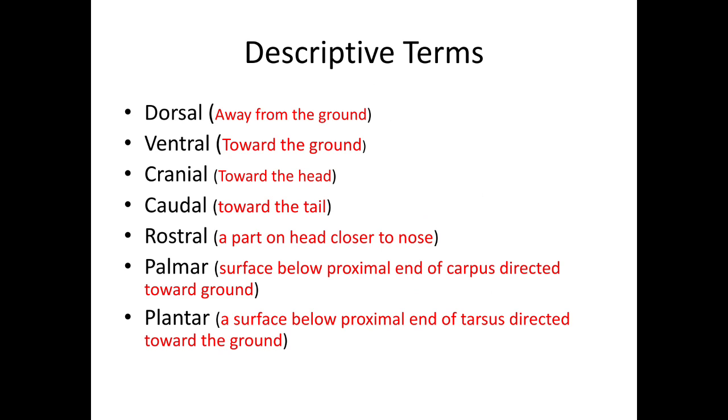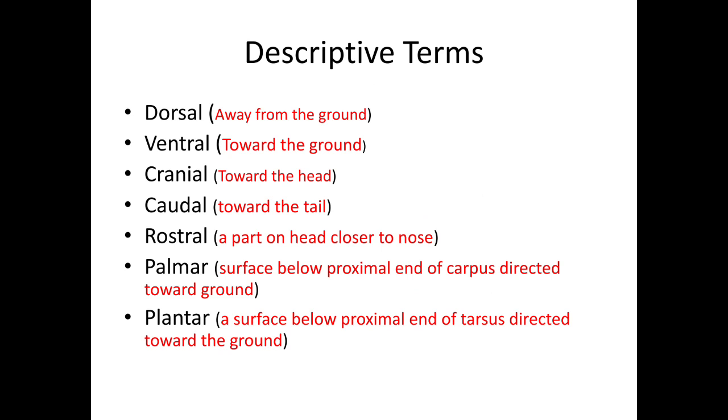Some descriptive terms. Dorsal refers to away from the ground, the part of the body which is away from the ground. Like we can say the vertebral column is dorsal to the abdomen, and ventral is toward the ground. We can say the abdomen is ventral to the vertebral column. Cranial refers to the parts of the body toward the head, and caudal refers to the part of the body toward the tail. We can say the hind limbs are caudal, and the forelimbs are cranial.